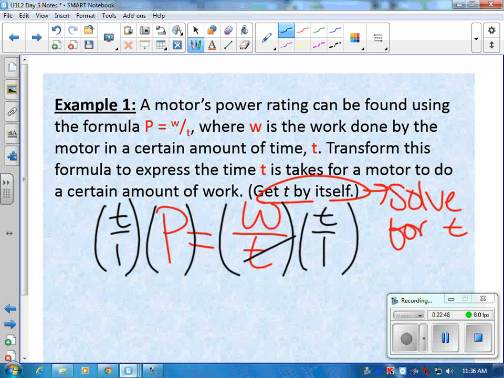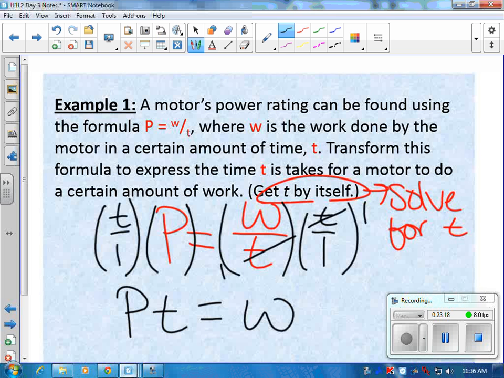I know we're trying to get T by itself, but where is T right now? It's not at the bottom. What do we call that? It's in the denominator. And when I have a number in the denominator, to get it out of the denominator, I'm going to have to multiply both sides by that value. Because now, T over T is 1 over 1, so I have W by itself. So now I have P times T equals W.